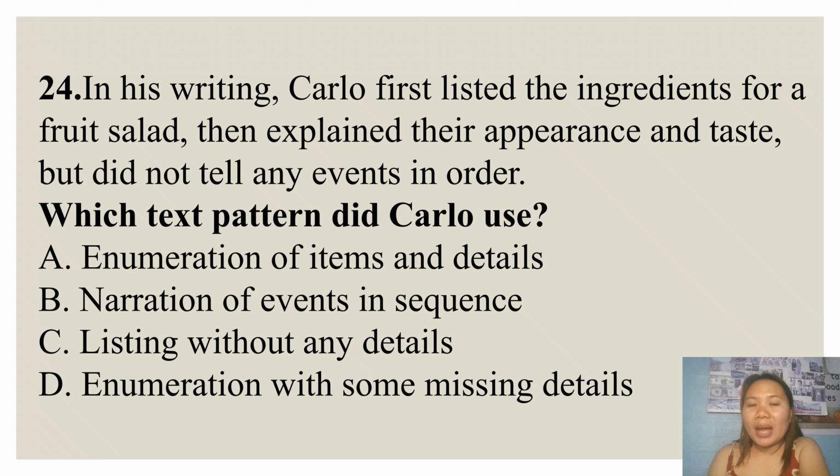Which text pattern did Carlo use? A. Enumeration of items and details. B. Narration of events in sequence. C. Listing without any details. D. Enumeration with some missing details.